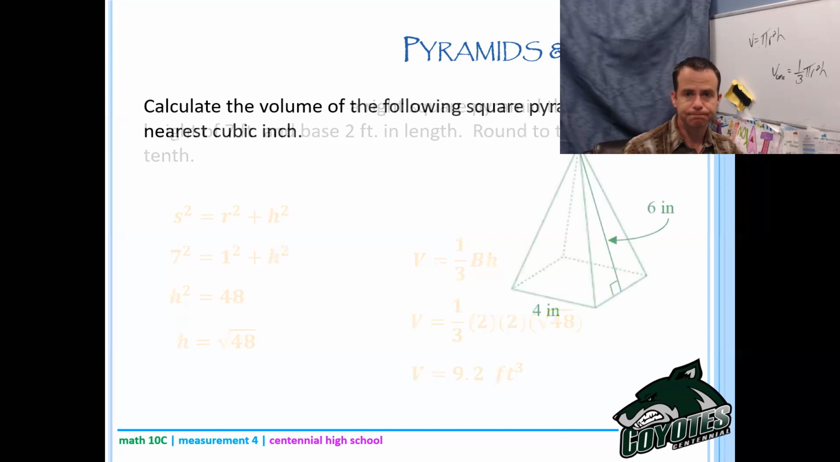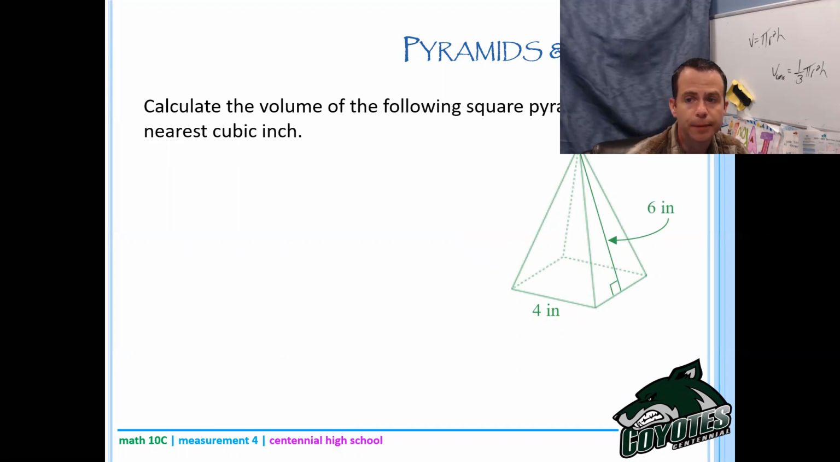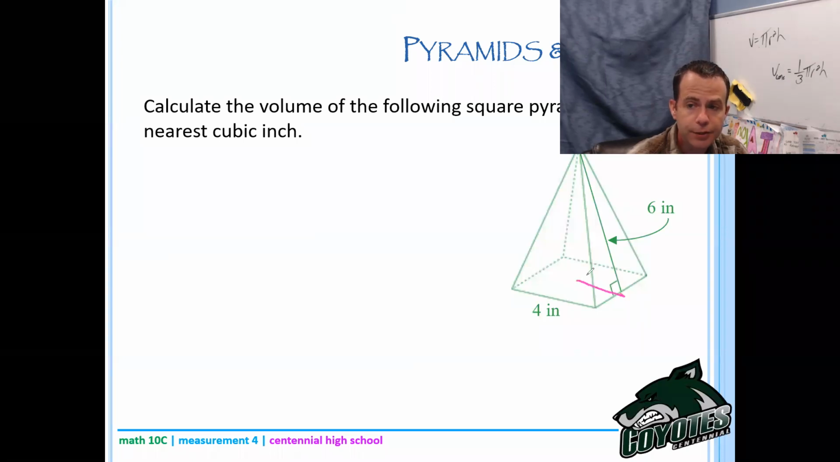All right, calculate the volume of the following square pyramid to the nearest cubic inch. This time, again, I gave you the slant height and the base. So actually a very similar question to what we just did. I have to figure out the height first. So I'm going to go 6 squared equals 2 squared. Remember the r there would be from the center to the edge to make this triangle, if you can see that. So that piece there would have to be 2.